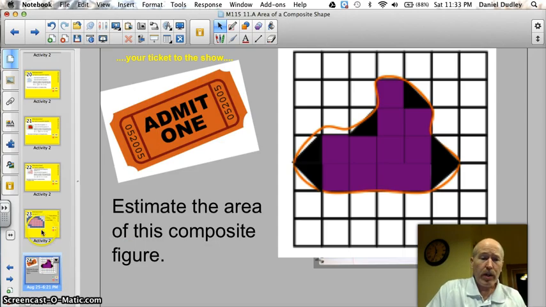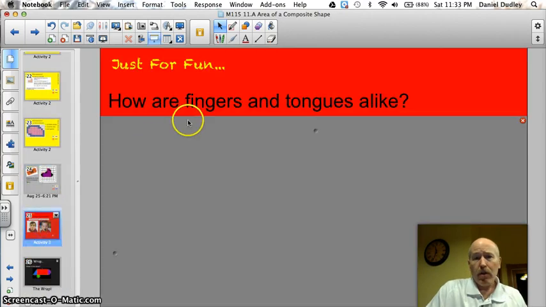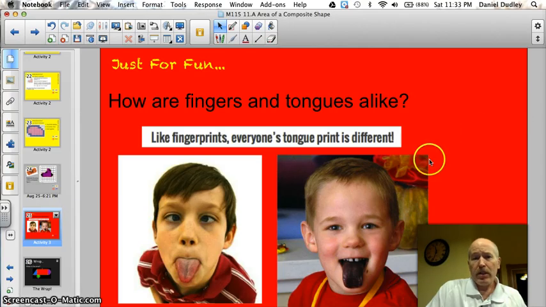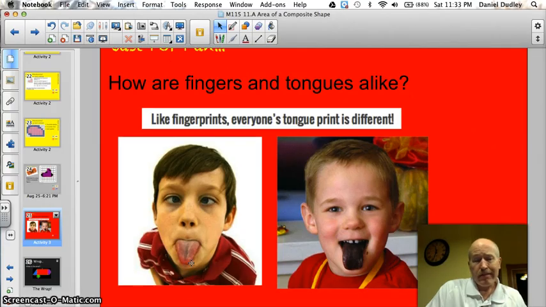All right, tonight's trivia question. How are fingers and tongues alike? Everyone's fingerprints are different, and everyone's tongue prints are different. This kid, he's clean. He hasn't been tongue printed. This kid must be a crook. Look at that. They've already tried to tongue print him at the police station. Ha ha! It's a bad joke, but it's late at night, folks.